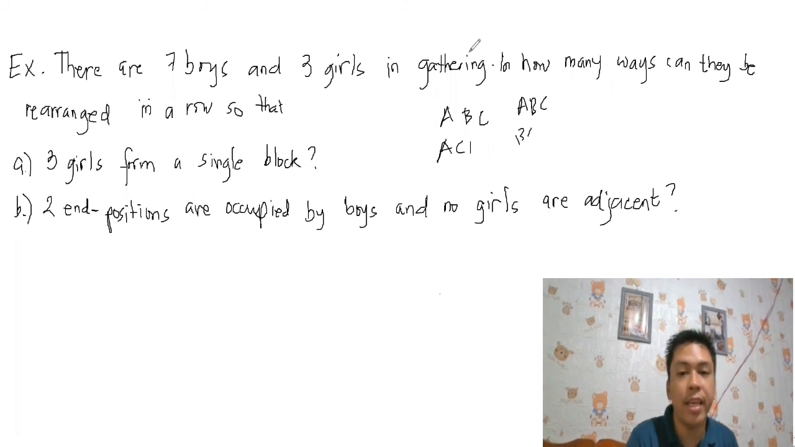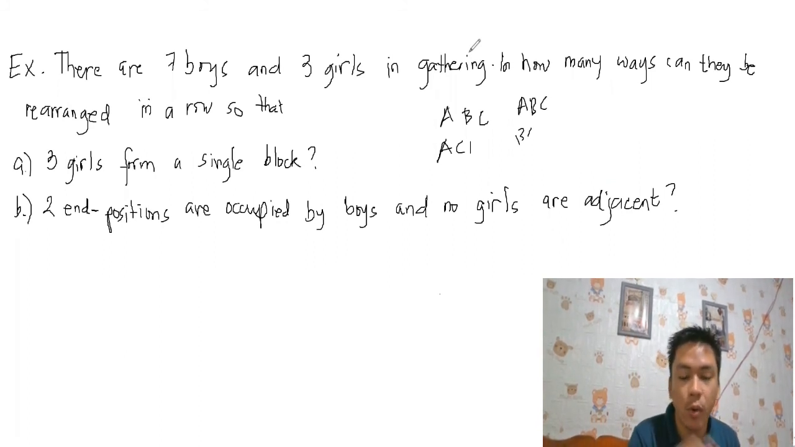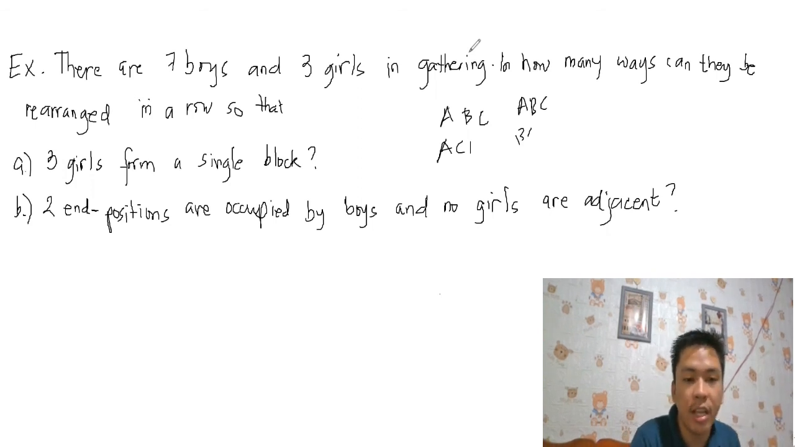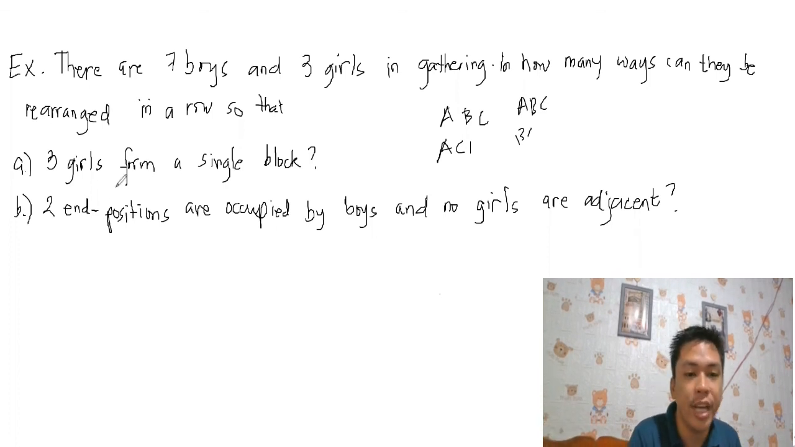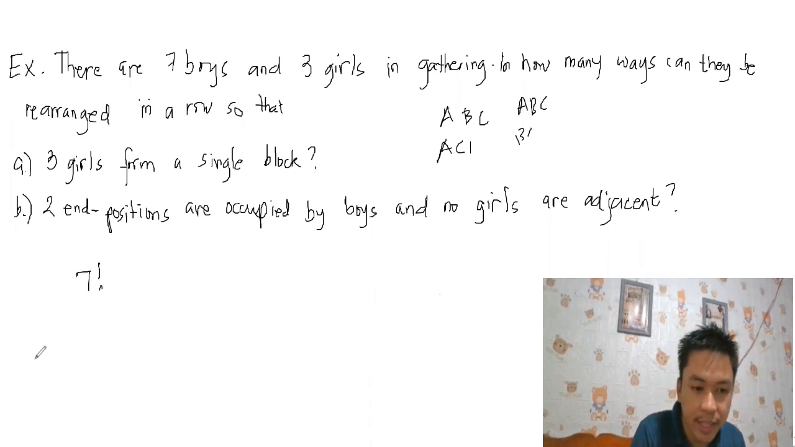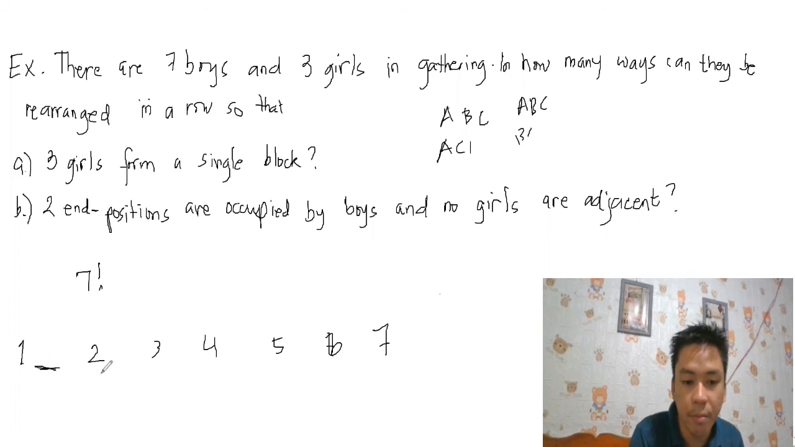Okay, so let's consider letter B. In this case, there are 7 boys. How we are going to attack this problem is that you have to make sure that the two end positions of the arrangement are occupied by boys. That means you have to rearrange the boys first. There are 7 ways to rearrange the boys because there are 7 boys, so that's 7 factorial. Now, if you rearrange the boys, let's say this is boy number 1, 2, 3, 4, 5, 6, I'm sorry, 7.